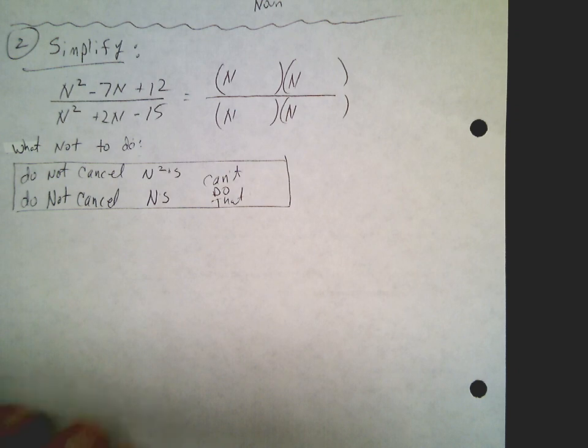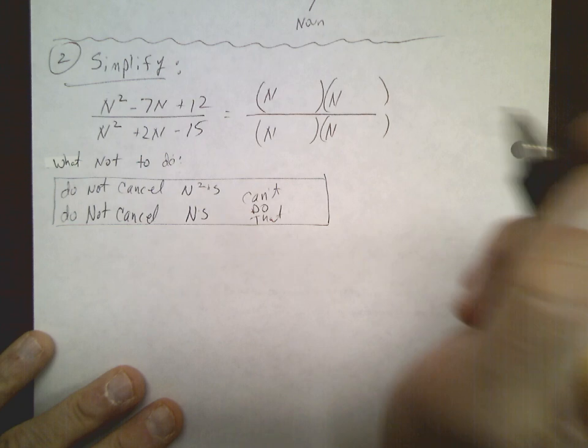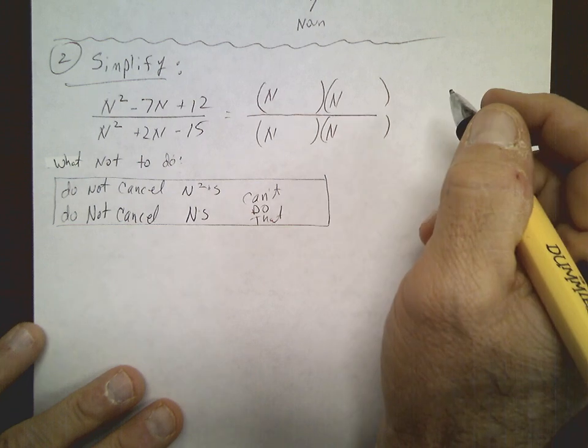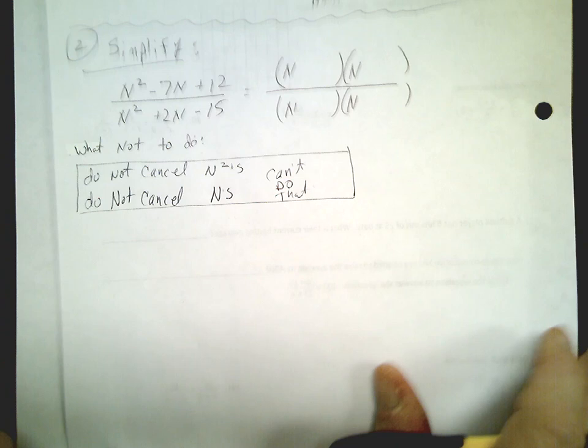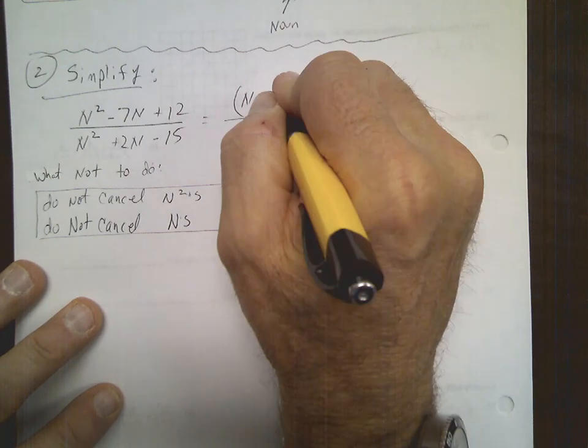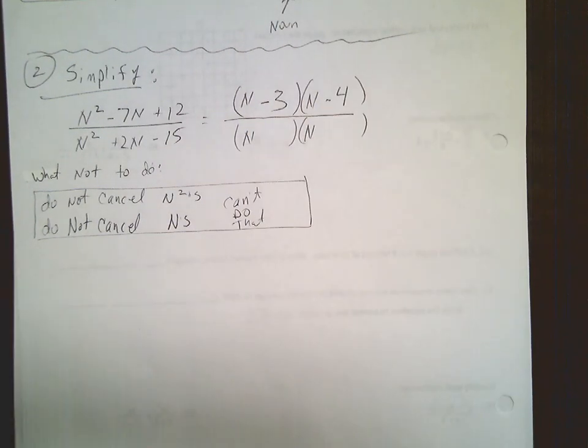Mr. Belmore, do you have the top factors yet? Signs? Both negative? You're correct. Negative 3, negative 4 is correct.